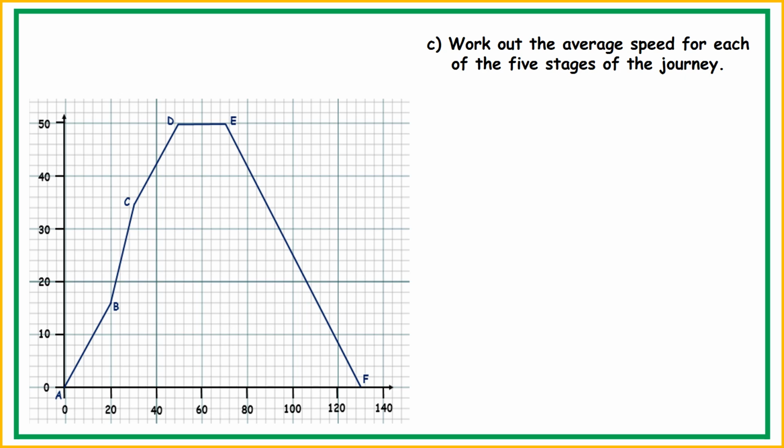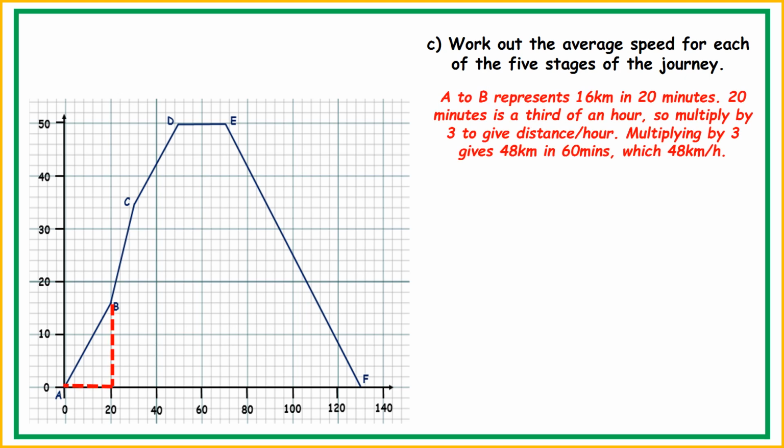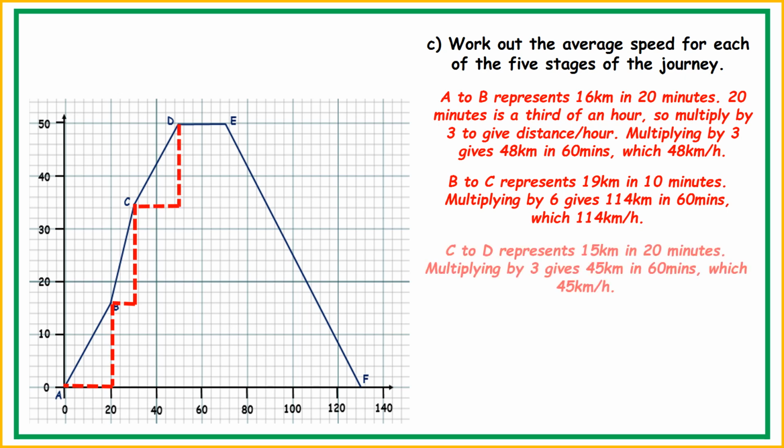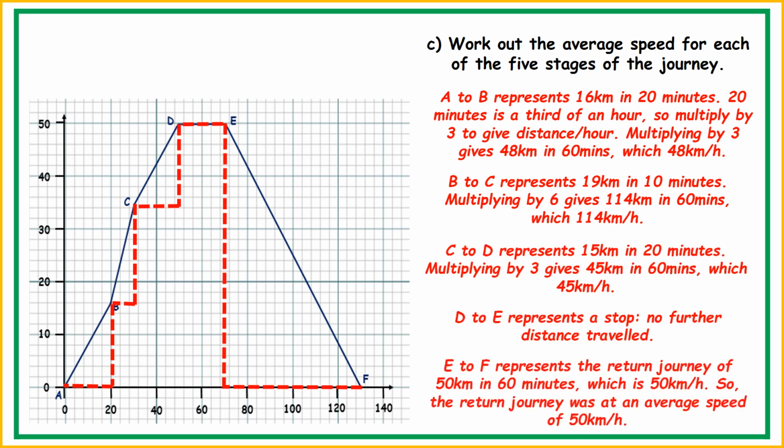C, work out the average speed for each of the 5 stages. So, A to B, 16 kilometres in 20 minutes, so you do 16 divided by 20 minutes. This is how Miss has done it. Not how I would have done it, but there you are. Okay, there's your answers.